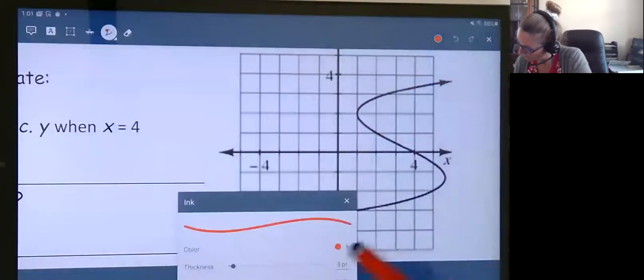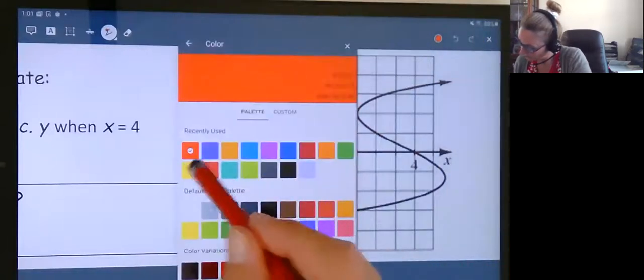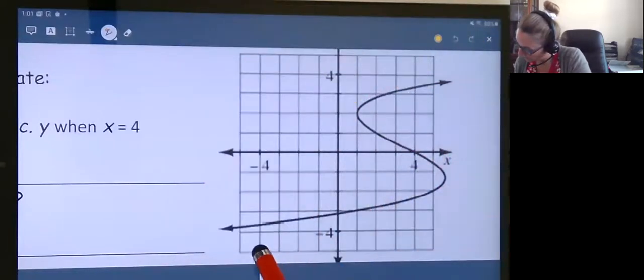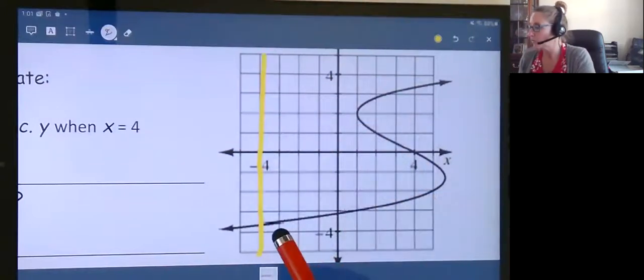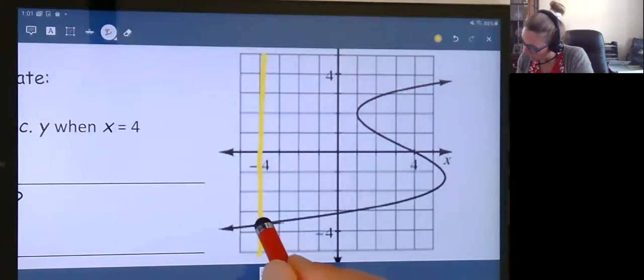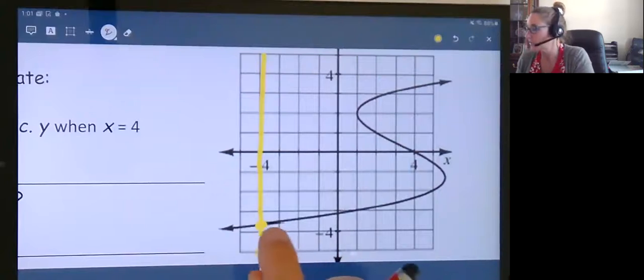Okay, let me get a lighter line. Okay, so I'm going to draw a line where x is -4. This is where x is -4. And I want to know, where does it cross? So it looks like it crosses here. So I'm going to estimate what the y value is.